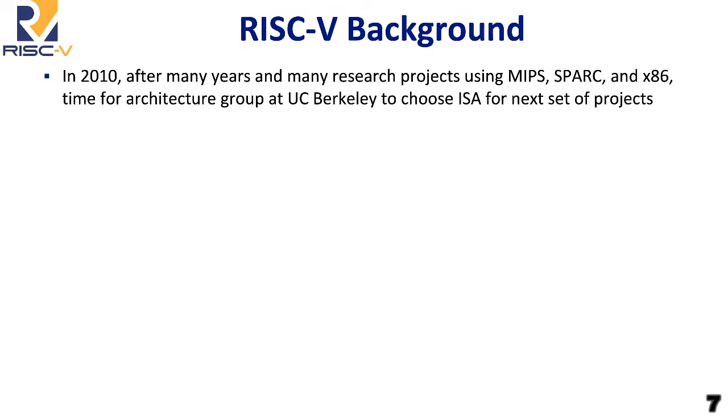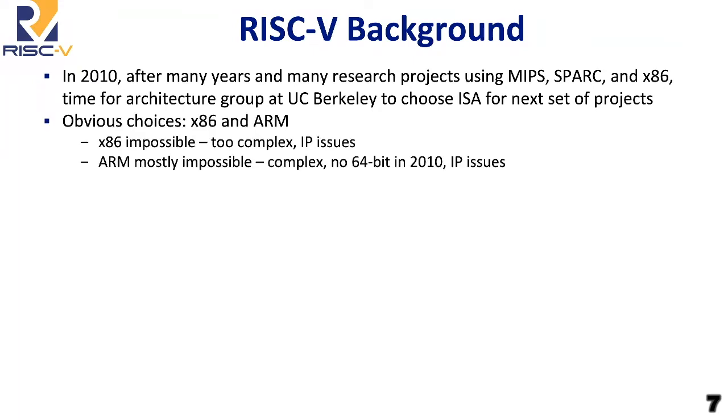So the background is, back in 2010, my research group at Berkeley had been doing a lot of projects. I used MIPS and SPARC and x86 and other instruction sets in those projects. And we were picking the instruction set to use for our next set of academic research projects. x86 and ARM were obvious choices because they are popular. But both of these are very complicated instruction sets. And also there were IP issues. We couldn't implement them and then share the implementation. That's just not allowed by the IP regime of these instruction sets.